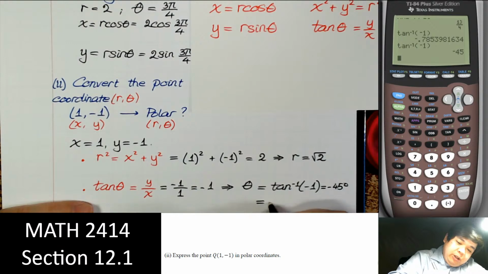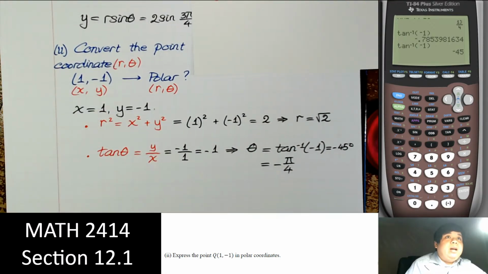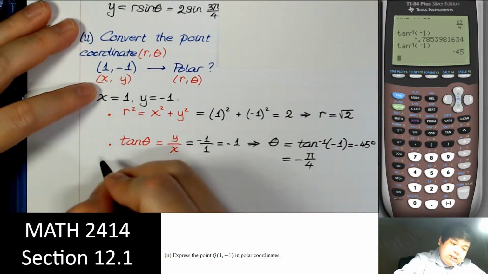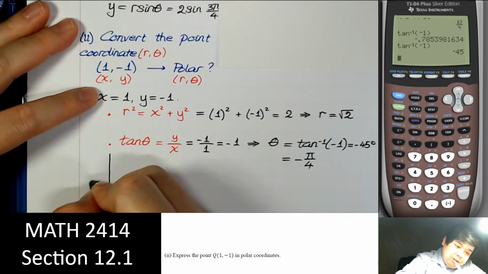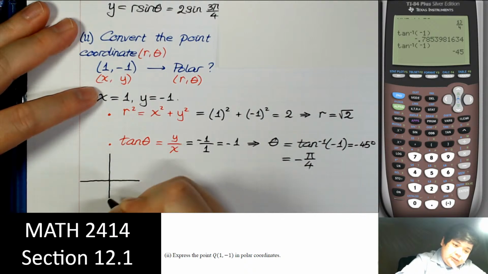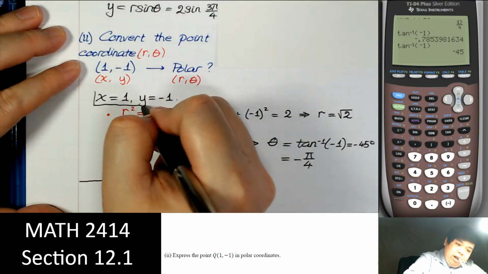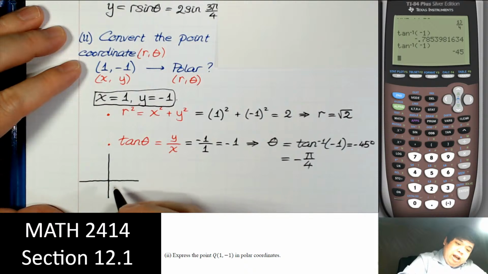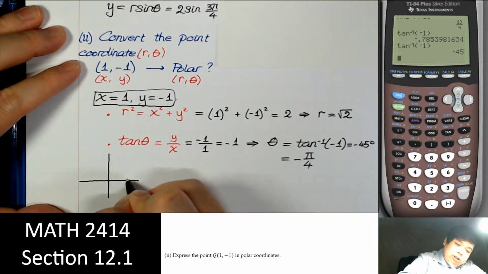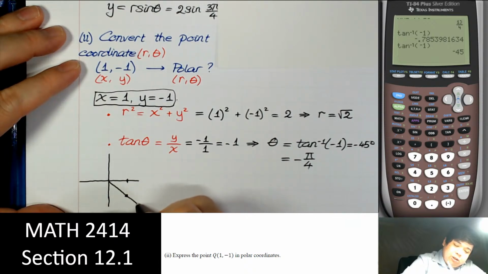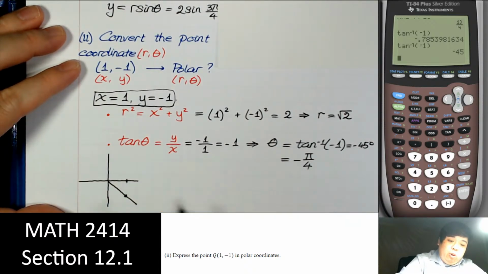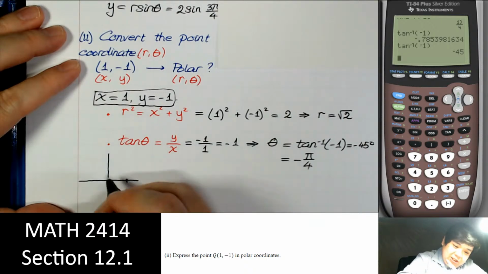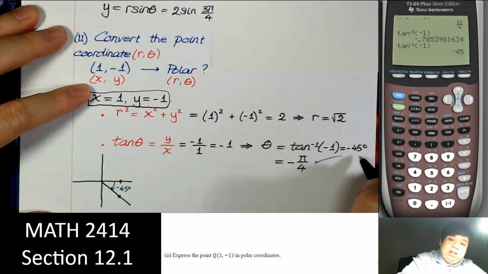Or equal to -pi/4. Right, but is that it? Let's check. The point 1 and -1, x equal to 1, y equal to -1. Now is that -45 degrees? Yes, that checks.